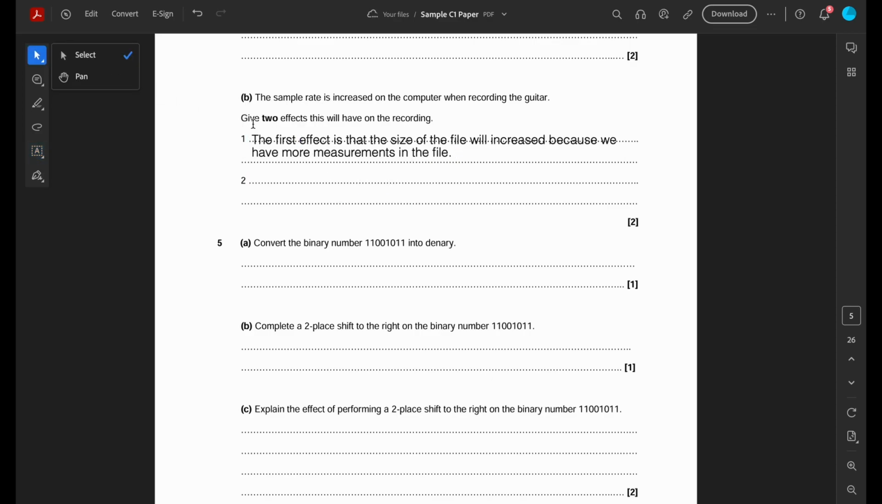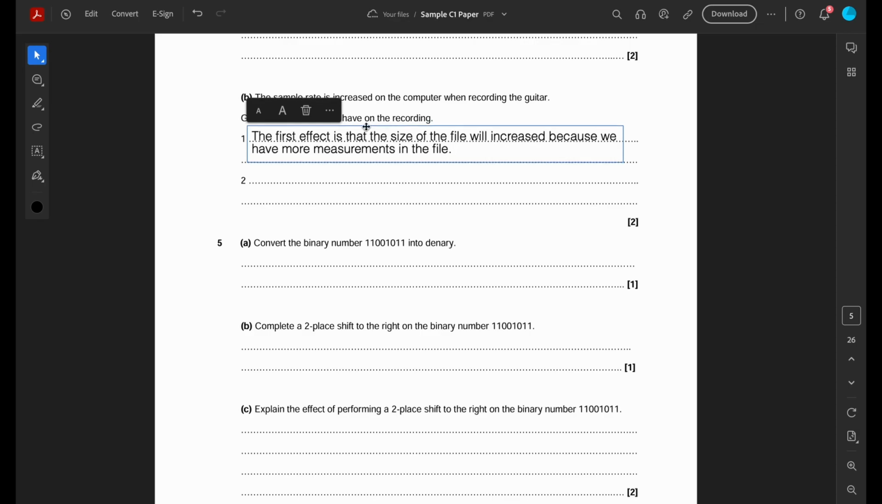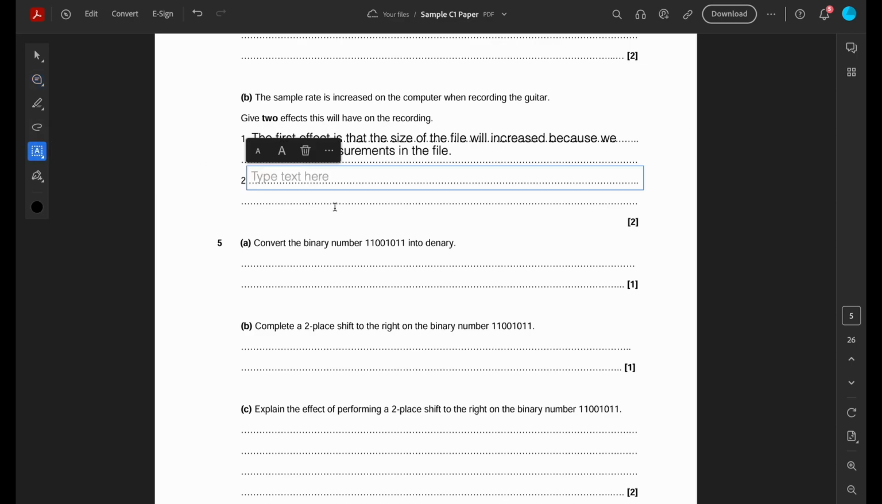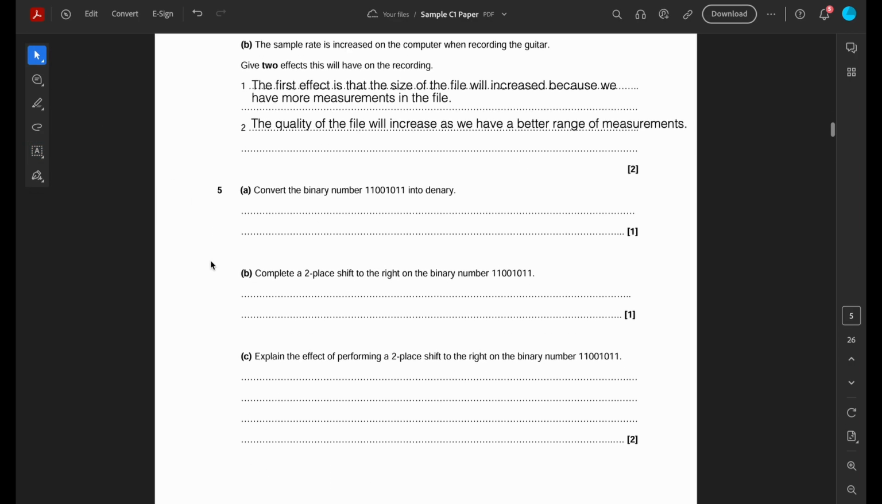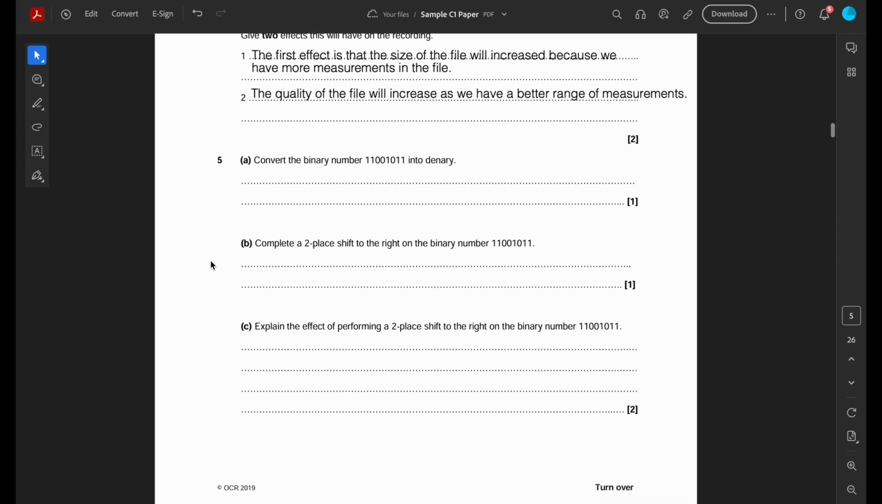Just going to drag that one up there. It's halfway across, a tiny bit. And then the second one, the quality of the file will increase as we have a better range of measurements. So the actual sample rate, what it does is it means that I can either more accurately measure the wave, or can get a higher peak and trough of the wave, which you might have learned something like physics.